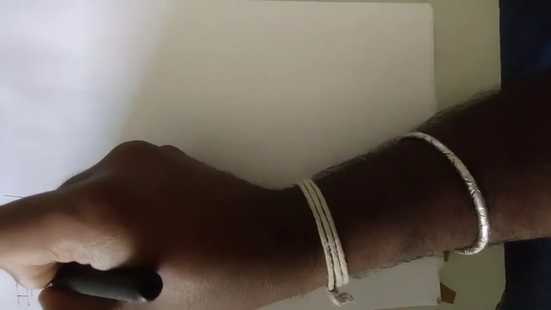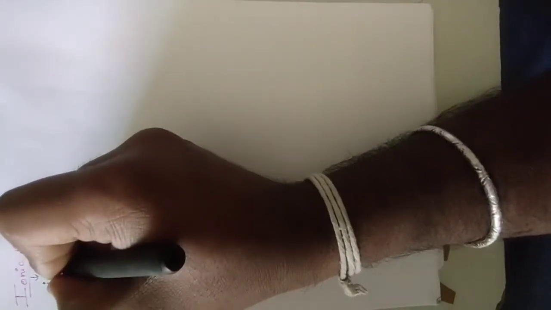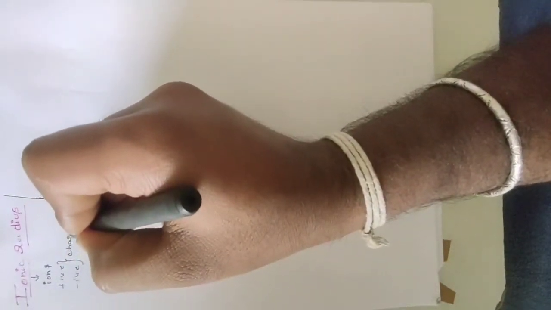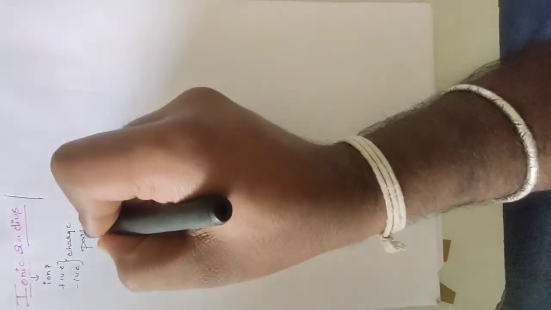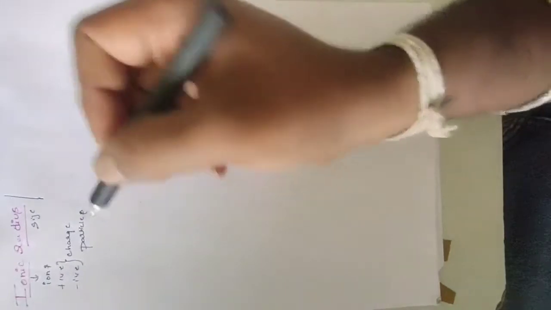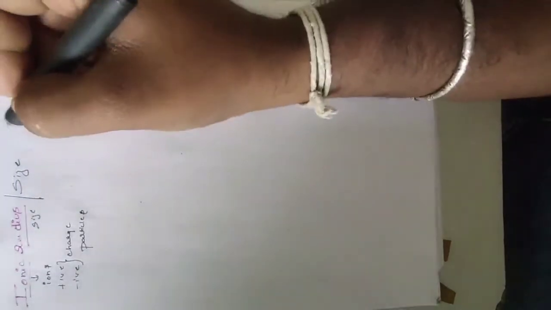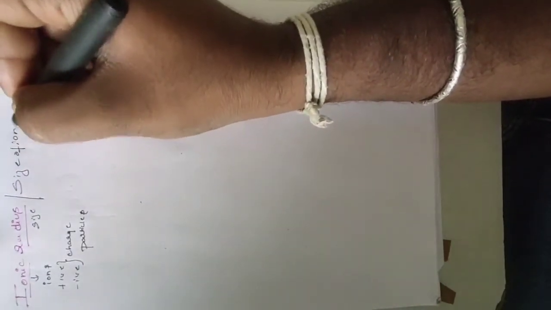Ionic is nothing but ions, correct? Ions are charged particles. It may be a positive ion or a negative ion. Radius is nothing but size, so ionic radius is the size of the charged particles, or you can simply say ionic radius is the size of ions.